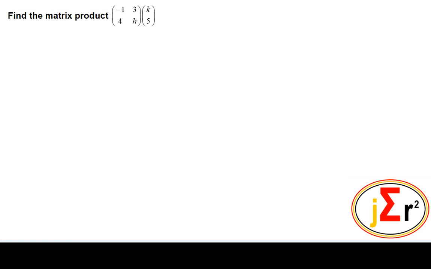4, h. For the second matrix, which is a column matrix, we have one single column, but we have two rows. We will therefore read this as the first row, which contains only k, and the second row, which contains only 5. Therefore, there's a pause between the k and the 5. So we have k, 5.